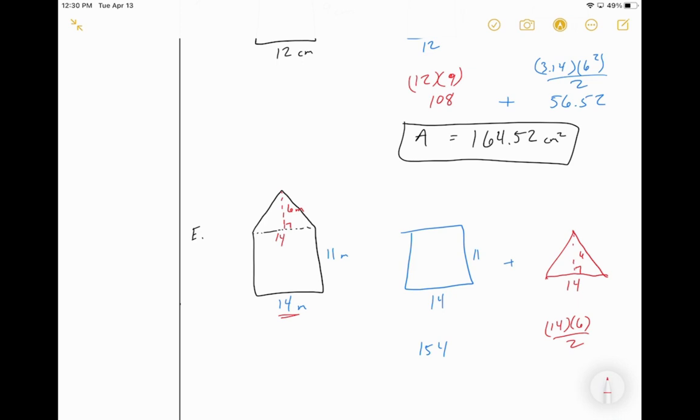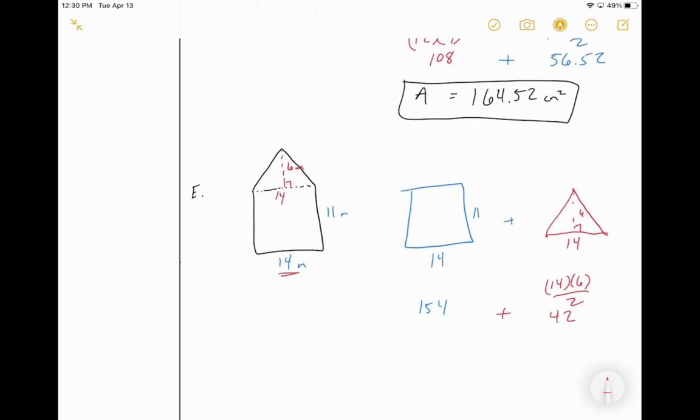All right, so we divide by 2. 14 times 6 divided by 2 is 42. So then we add those together. 154 plus 42 is an answer of an area of 196 meters squared.